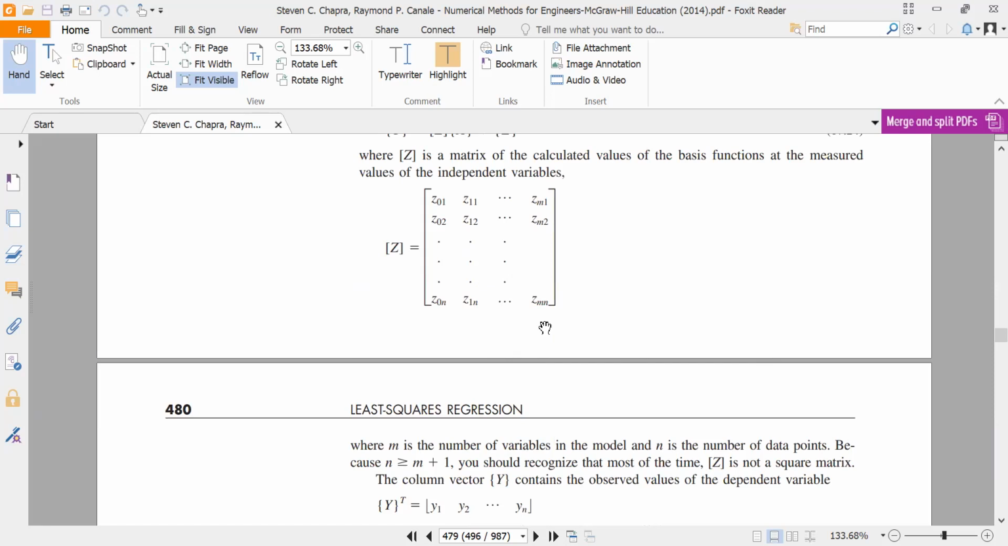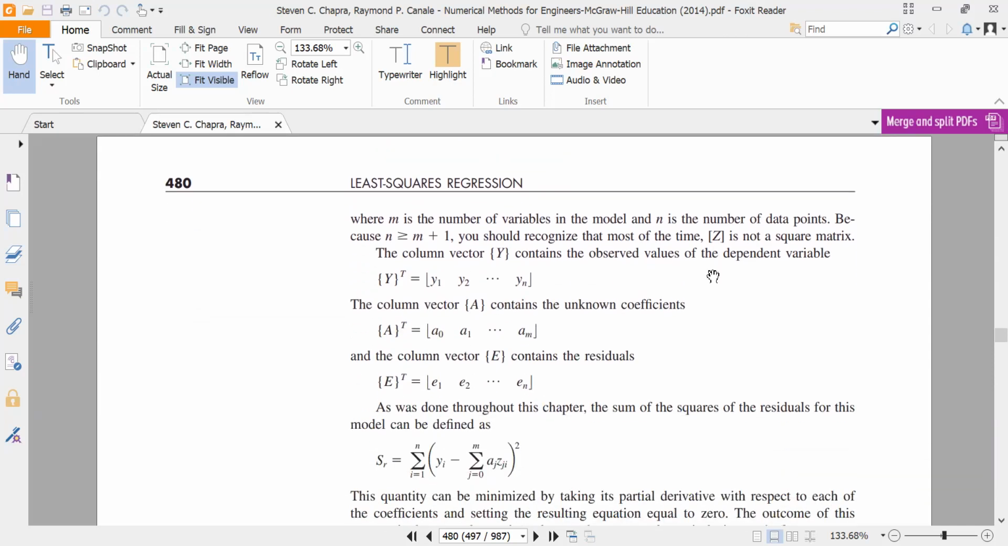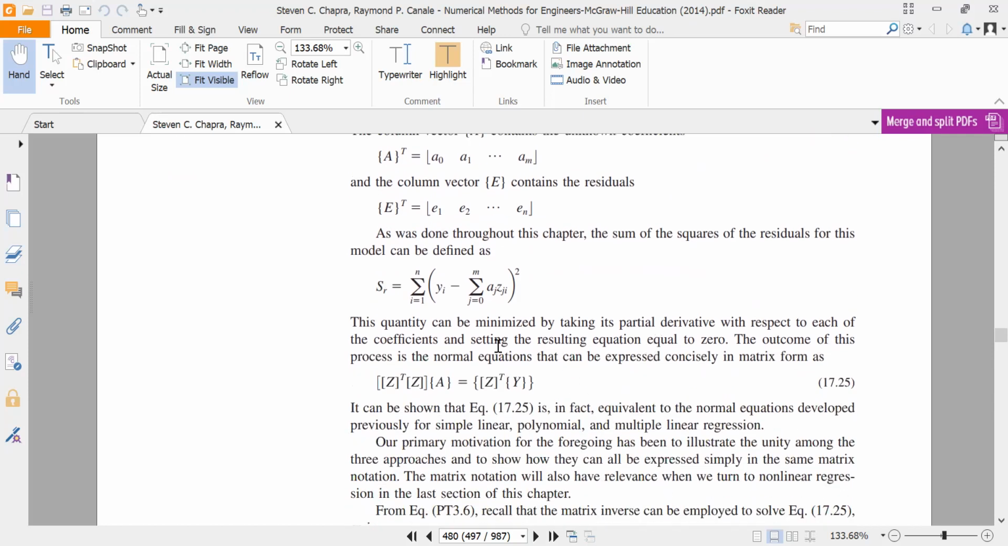In general, this matrix will have a dimension that depends on the number of unknowns we are using; accordingly, the dimension of your matrix Z will be fixed. Your Y matrix, the predicted value of your output, is actually a column matrix, so in transpose form it can be written this way. Similarly, your coefficient matrix, the unknown one we need to determine, will also be a column matrix. Your error will also be a column matrix. Then there is the equation for Sr, which I have already written. This is the equation you need to minimize.